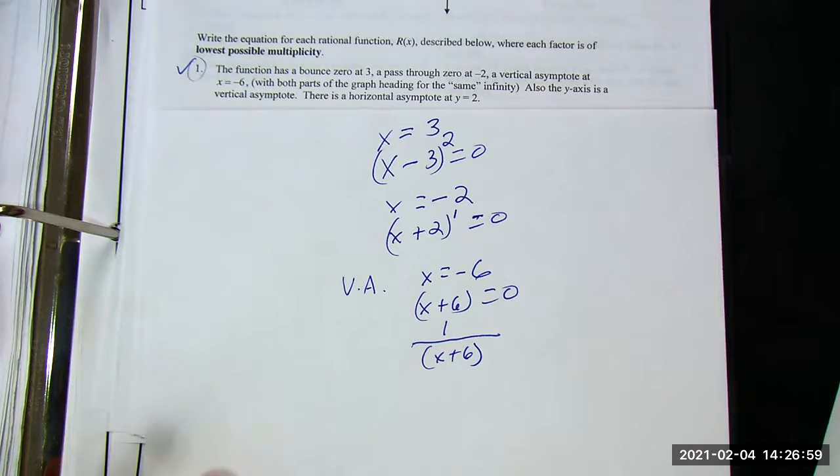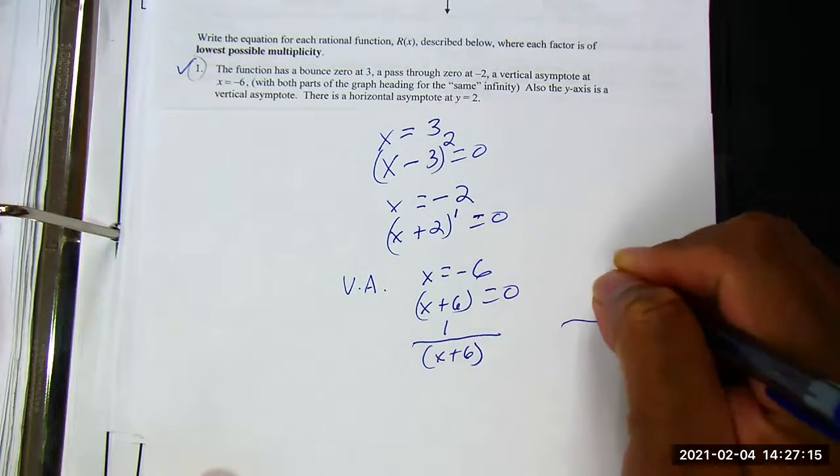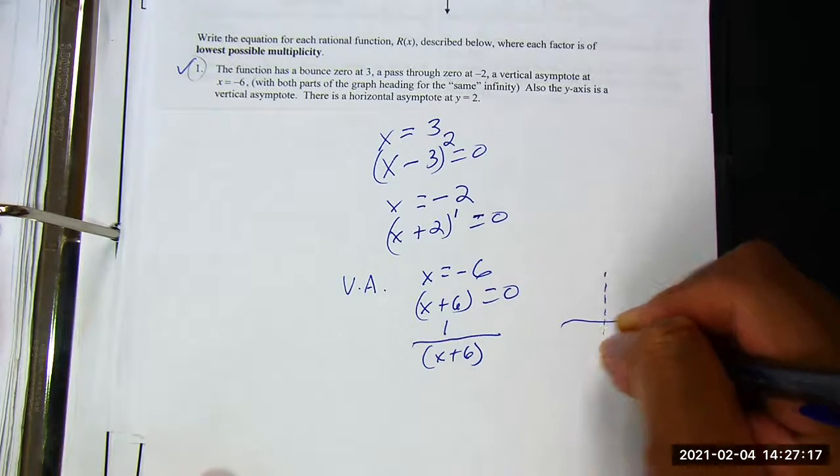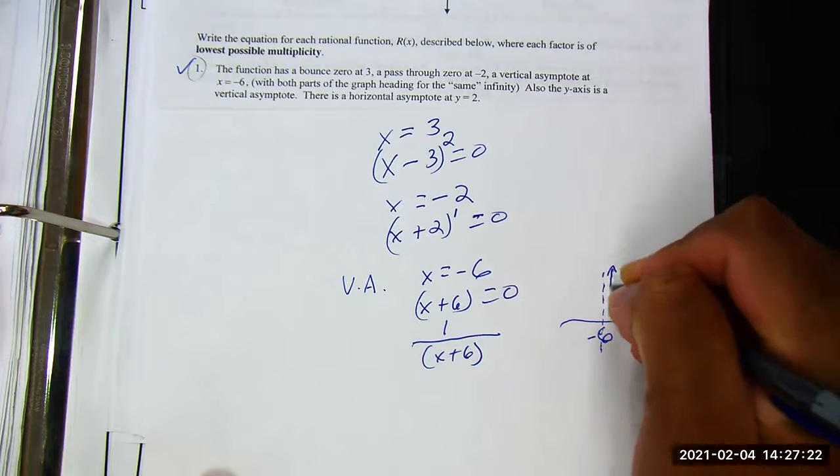In parentheses, it says with both parts of the graph heading from the same infinity. They're not mentioning end behavior. They're not mentioning slant asymptotes. When they say the same infinity, let's say this is negative 6. The same infinity means that it looks like that.